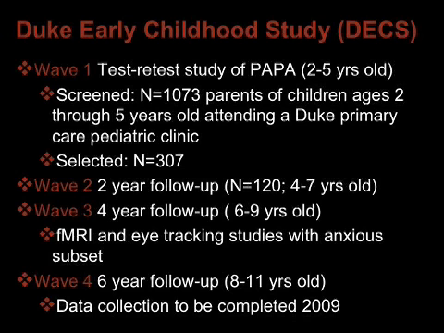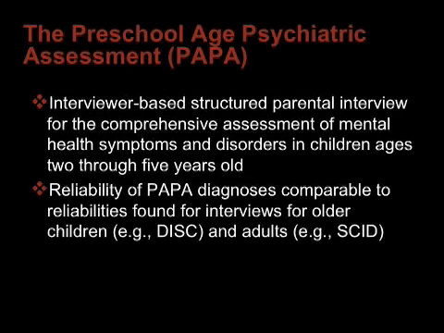So we have data then on these children starting from age 2 to 5 going up into the beginning of adolescence. We used a psychiatric interview in the first part of the study called the Preschool Age Psychiatric Assessment, also known as the PAPA, which I am the lead author on. And this is the first interviewer-based structured, comprehensive psychiatric interview for assessing the full range of psychiatric symptoms and disorders in children 2 to 5 years old. It also assesses family structure, family functioning, risk factors, so provides an opportunity to look at environmental risk.